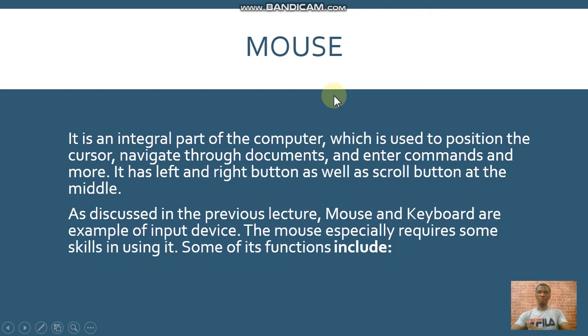It is the mouse. And as we discussed last time, the mouse and keyboard are examples of input devices. But for you to use the mouse, it requires some special skills. So we're going to look at some of the functions of the mouse. Before that, I have a mouse here. This is the mouse, and this is how the mouse looks.